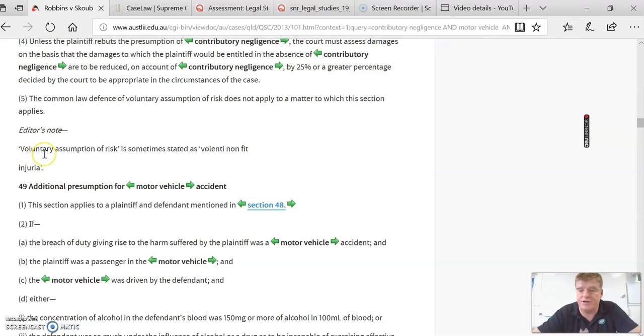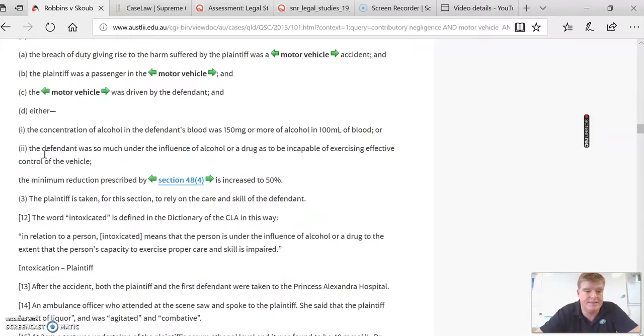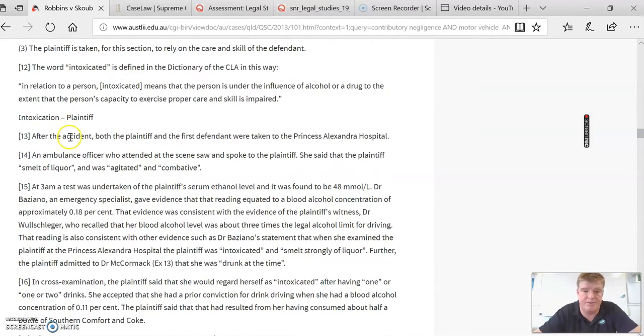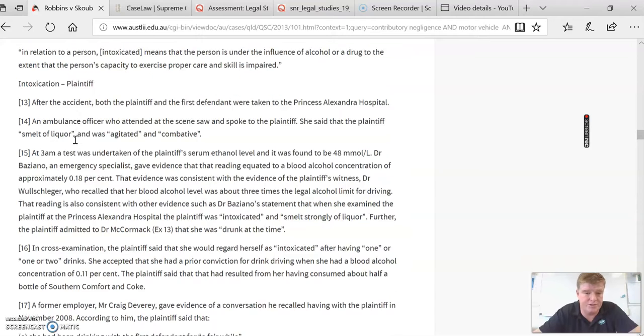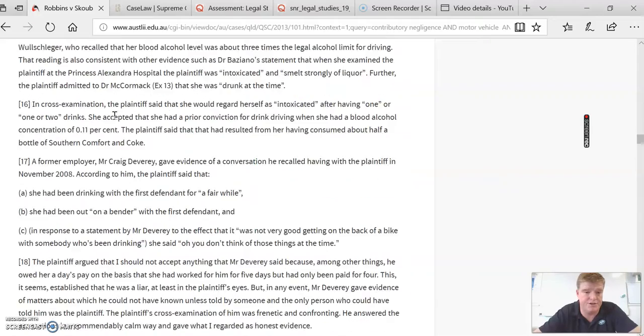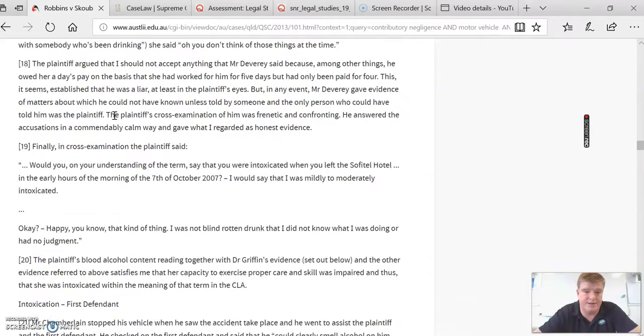Notice here that they've gone to this idea of voluntary assumption of risk. That should be something we're a bit familiar with in negligence. So if someone's put themselves in a risky situation, they've known about that. So here we go. We're now saying after the accident, both the plaintiffs are taken to the hospital. So there was discussion of the intoxication of the two people. So that's exactly what we're looking for.